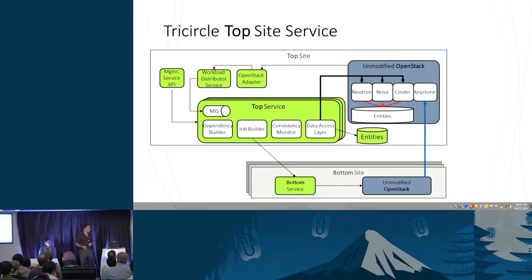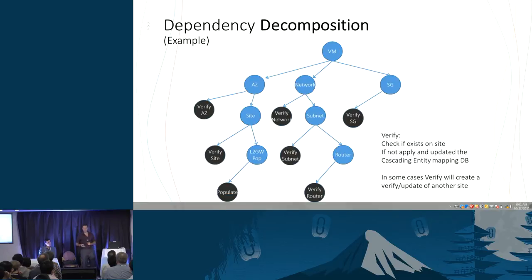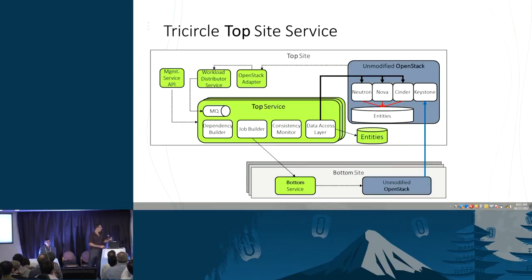So the first thing we need to do is build the dependency list, right, to understand what the list of operations are that we need to run. So that's the dependency builder. Then the job builder takes all these operations, builds a job description, right, and passes it down to the bottom site to be executed as an entire transaction. We don't want over the WAN to start passing create network, wait, create virtual router, create port, etc., right? We want to pass once a bunch of operations to run, manage the execution locally.